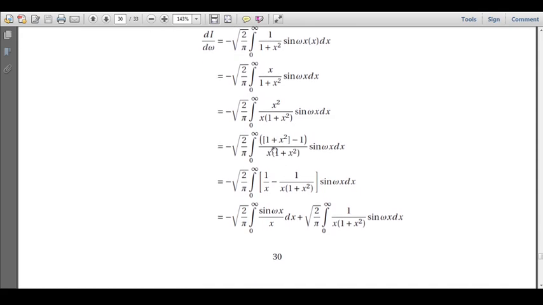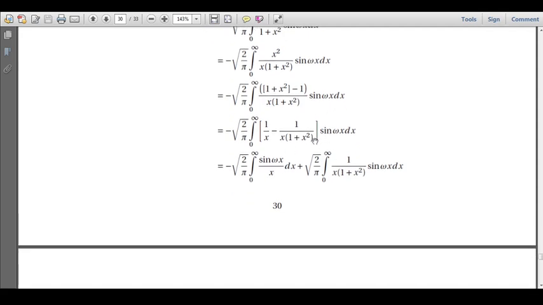Apply term by term division. I got 1 plus x square divided by x into 1 plus x square. So this 1 plus x square and 1 plus x square get cancelled. I got 1 by x into sin omega x. I write 1 by x here. Next term is minus 1 by x into 1 plus x square, into sin omega x dx.